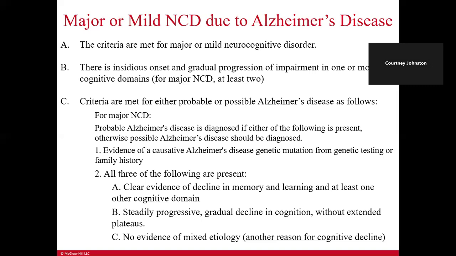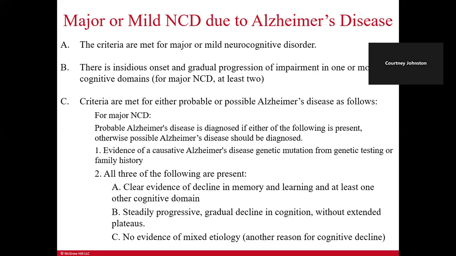Basically, there's a mutation on that gene that increases the risk of Alzheimer's disease. It has run in my family for generations, and we took the test to see if it is present, and it is. And so in regard to that, right off the bat, I would qualify for number one. Okay. Then all three of the following are present.